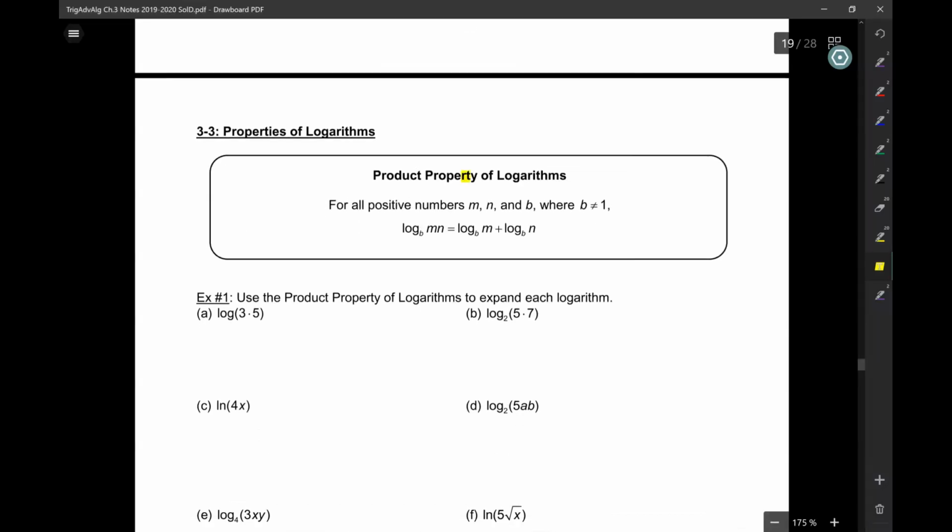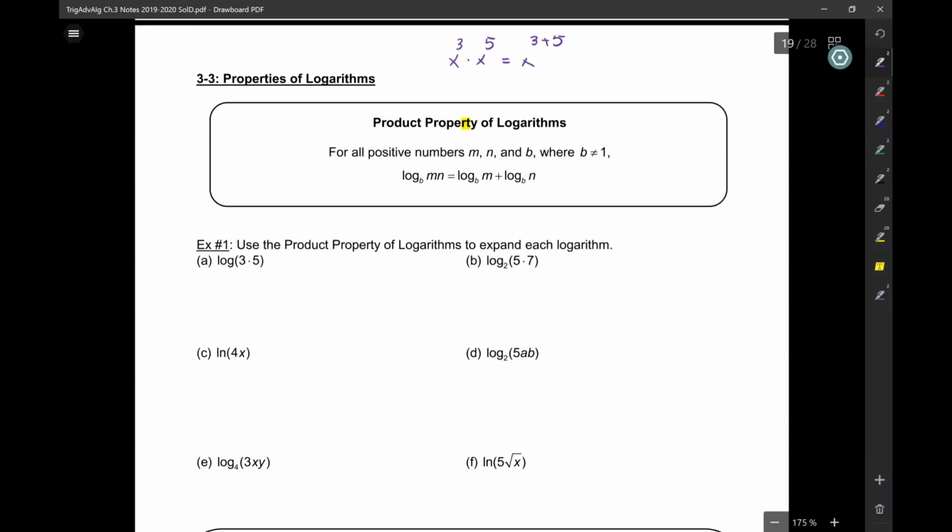Okay, so remember way back in the day when we have x cubed times x to the 5, right? How much is that? That's x to the what? X to the 8, because we do 3 plus 5, and we get x to the 8, right? So, when we're multiplying powers, the exponents add. Is that right? Now, what is a logarithm? It's just an exponent. So let's look at the product property of logarithms.